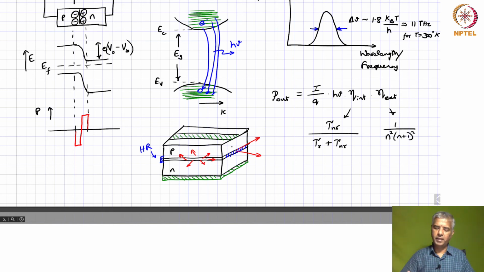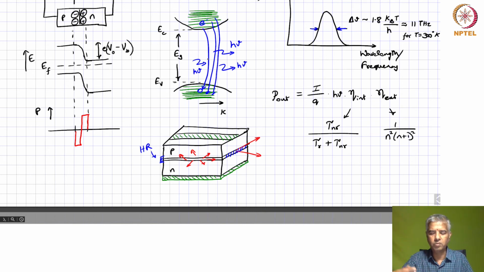So what is stimulated emission? If you have an incoming photon, then that incoming photon can stimulate this recombination event, and in that case you get 2 photons out. For every photon you have another clone of that photon generated.